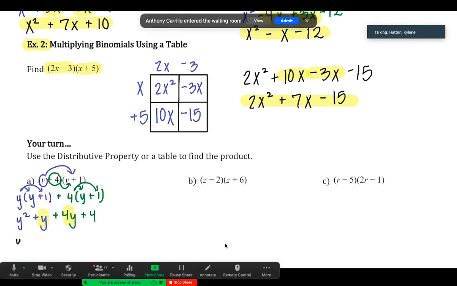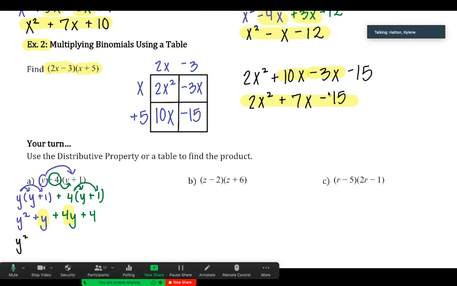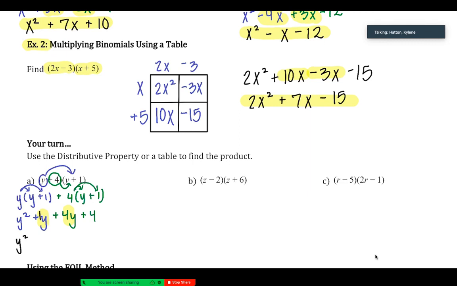So I'm going to bring down the y squared because there's no other y squared terms. And then for y plus 4y, remember that this is a 1y. So 1y plus 4y together would be 5y if we just add those coefficients. And then we can bring down the constant term, so plus 4. So y squared plus 5y plus 4.